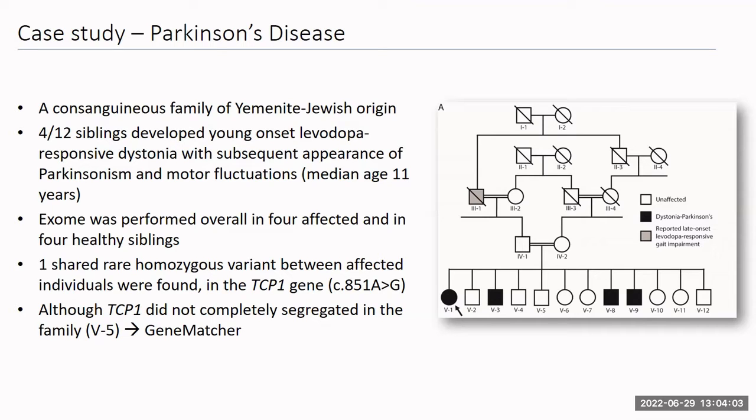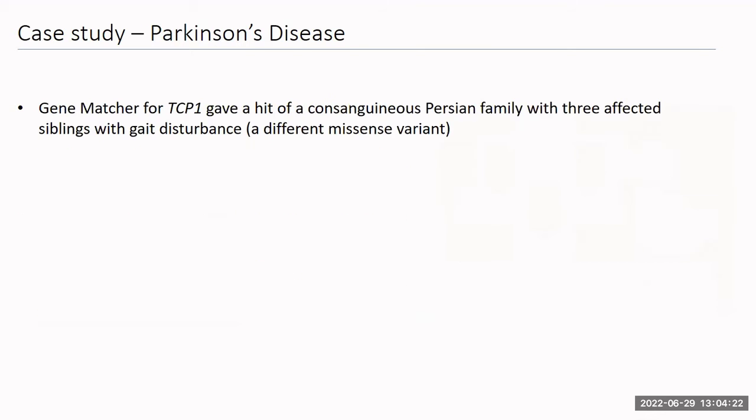Although we found that it wasn't segregated completely in the family, we decided to use GeneMatcher, which is our common method when we just want to understand if there's another family that may be relevant to this story. So we put the TCP1 in GeneMatcher, and that was actually very encouraging.